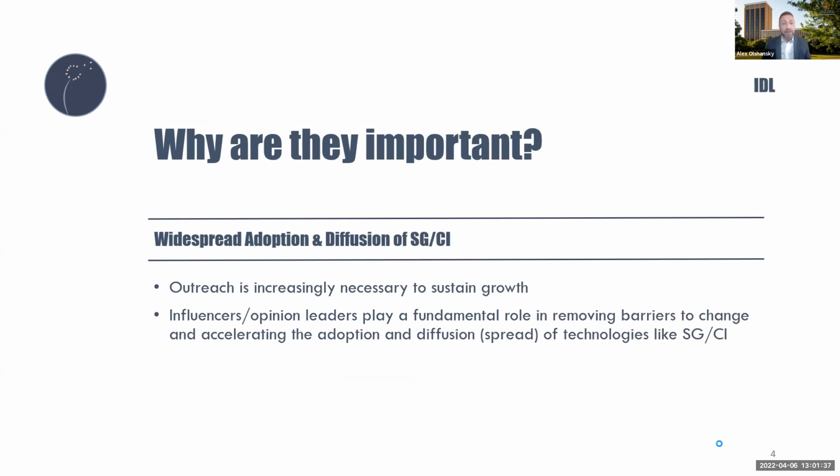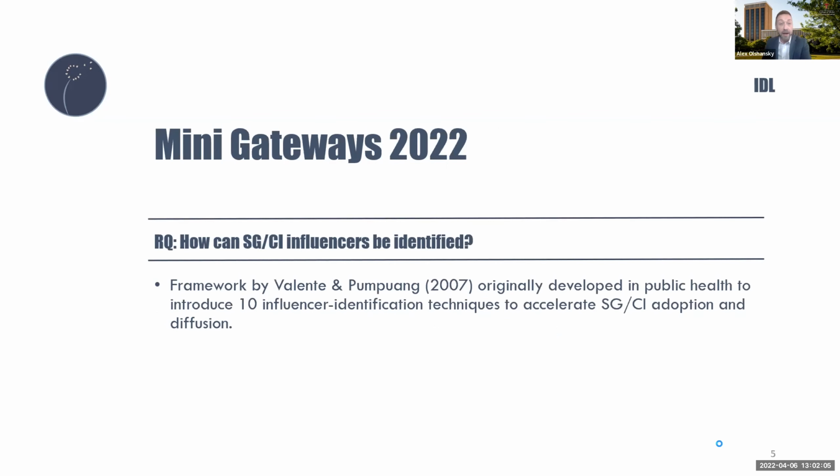And so why are these influencers and opinion leaders important for science gateways and cyber infrastructure? Well, if we're interested in widespread adoption and diffusion or spread of technologies like science gateways and cyber infrastructure, then these influencers and opinion leaders play a fundamental role in both removing barriers to change, but also accelerating this adoption and diffusion of science gateways and CI.